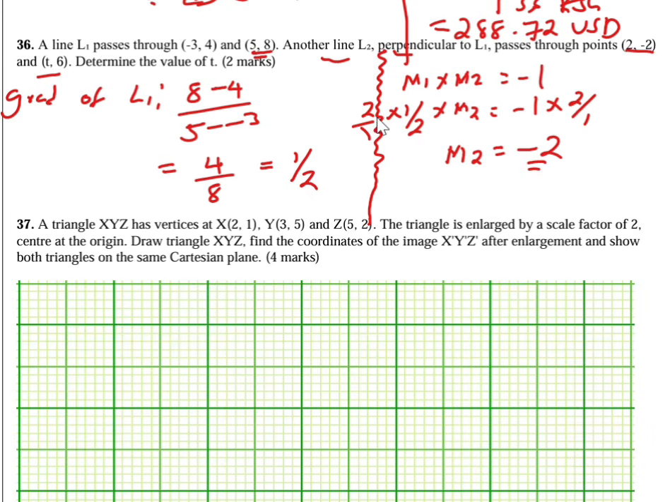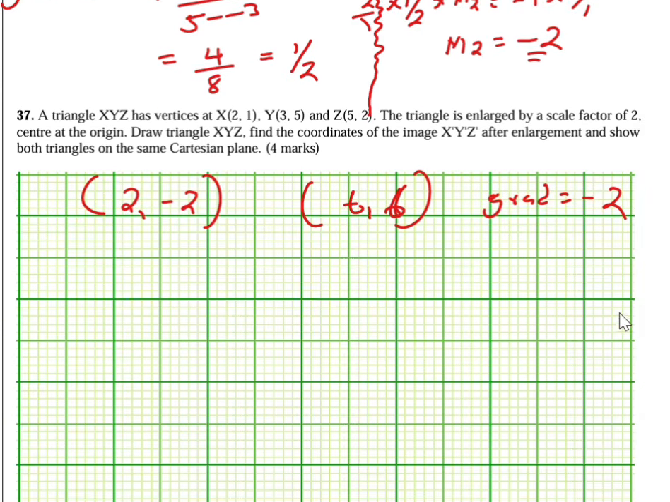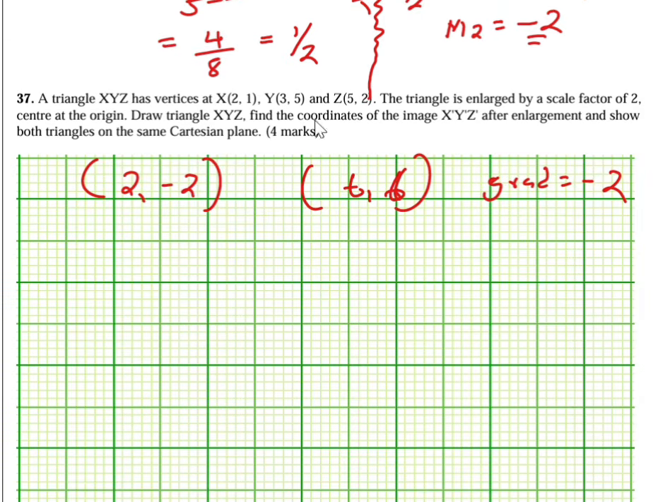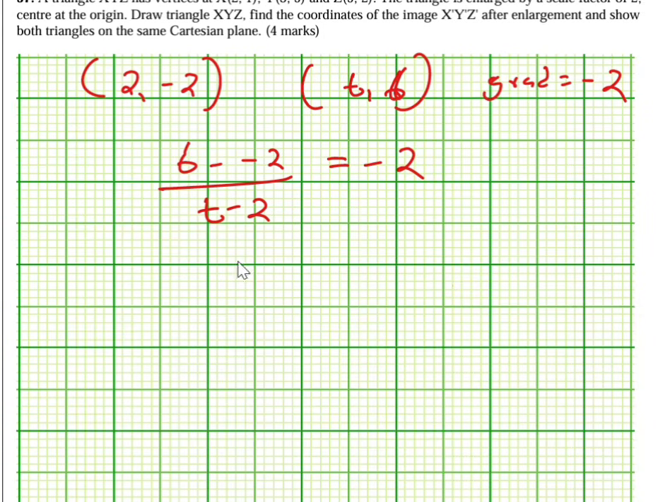Now we can work out. So we have the points here 2, -2, point ingine t and 6, and gradient is -2. So remember, change in y over change in x is equal to the gradient. So 6 minus -2 over t minus 2 is equals to -2. So minus minus inakuwa plus, 6 plus 2 is 8. 8 over t minus 2 equals -2.